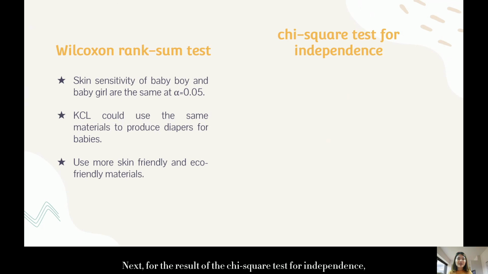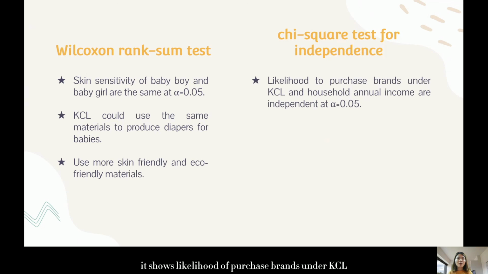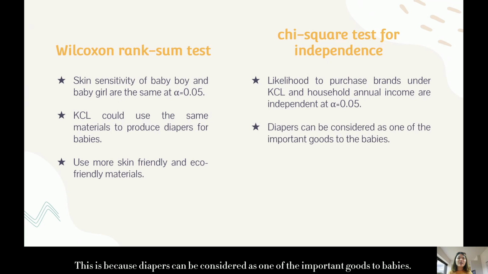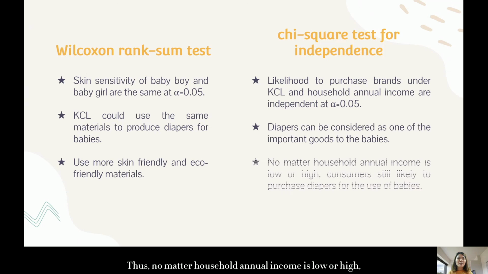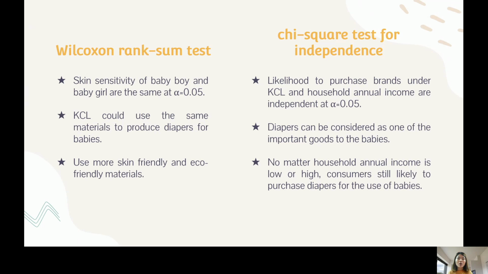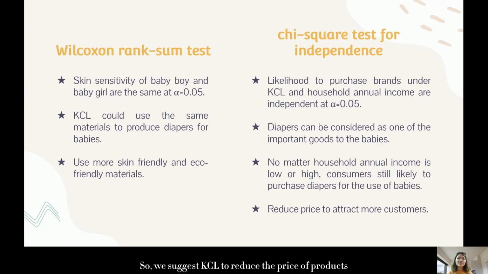Next, from the result of the chi-square test for independence, it shows likelihood of purchase brands under KCL and household annual income of respondents is independent. This is because diaper can be considered as one of the important goods to babies. Thus, no matter household annual income is low or high, consumers are still likely to purchase diapers for the use for baby. So we suggest KCL to reduce the price of products to attract more customers and can be more competitive compared to other brands.